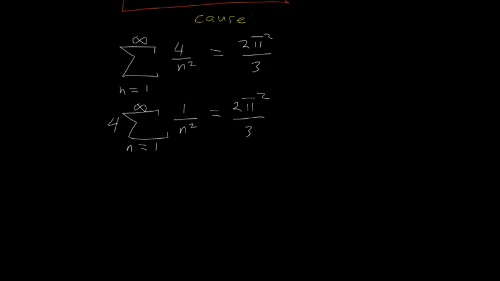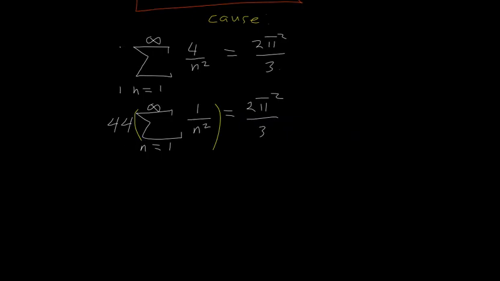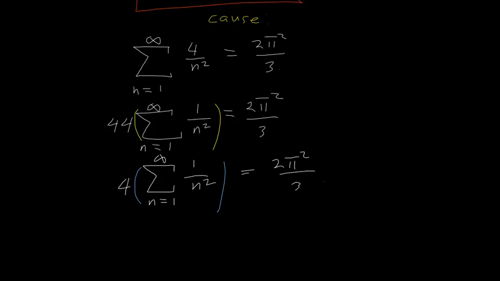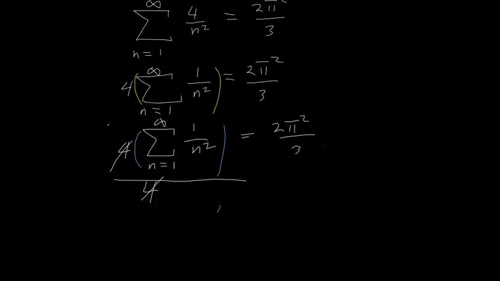Notice this portion here. We want to rearrange for our infinite series of 1 over n squared. So I wanted to divide both sides. I'm going to take 4 times the summation from n equals 1 to infinity of 1 all over n squared, in parentheses, which is equal to 2 pi squared over 3. I'm going to divide both sides by 4 to isolate for this infinite series.